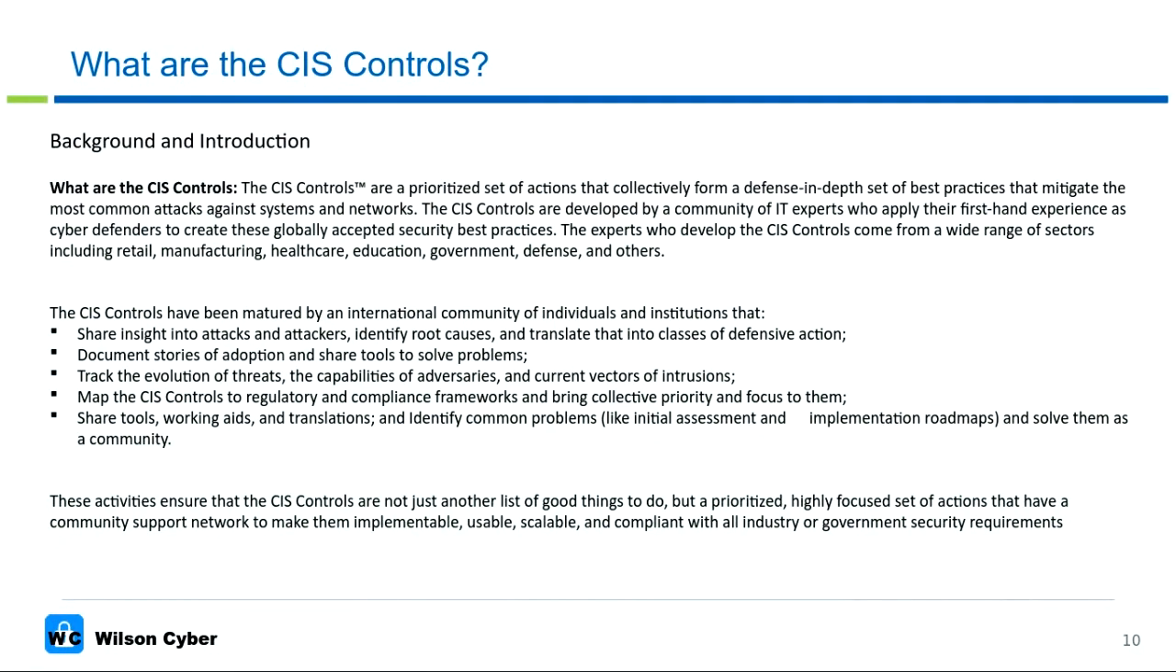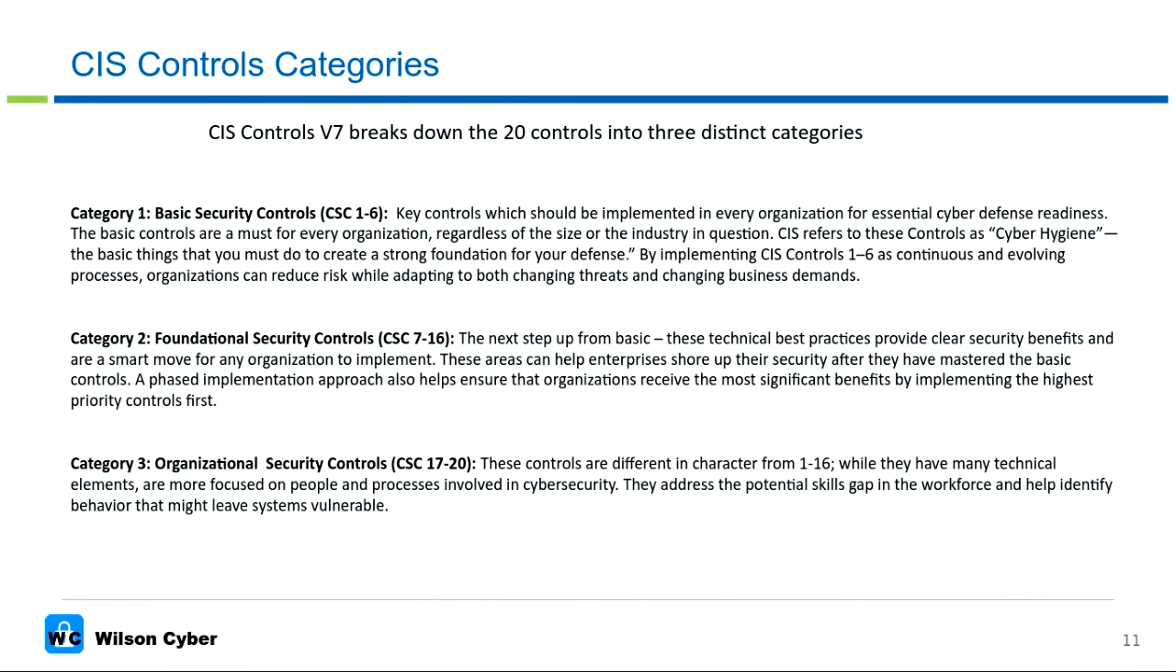These activities ensure that CIS controls are not just another set of good things to do, but a prioritized, highly focused set of actions, have a community support and network to make them implementable, usable, scalable, compliant with all industry or government security requirements. The controls are broken into 3 different sectors. Sector 1 or Category 1 are basic controls, Category 2 foundational controls, Category 3 organizational controls.